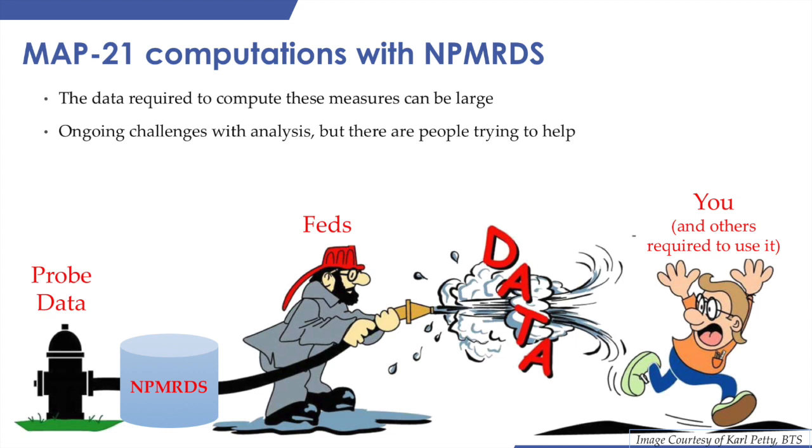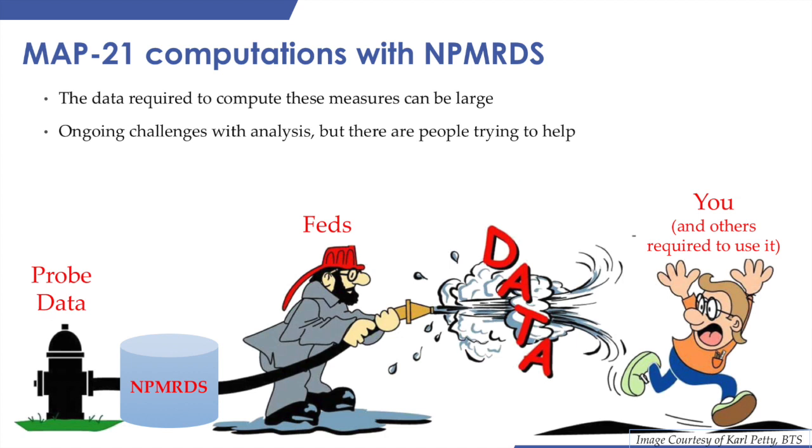So, as a little bit of background, MAP-21 is a federal requirement. All state DOTs and urbanized areas are going to be forced to report performance measures, the performance of their system, up to the federal government. And to help with that, the federal government has purchased a probe-based speed data set that can be used in computing various performance measures that the feds have said you have to report on.